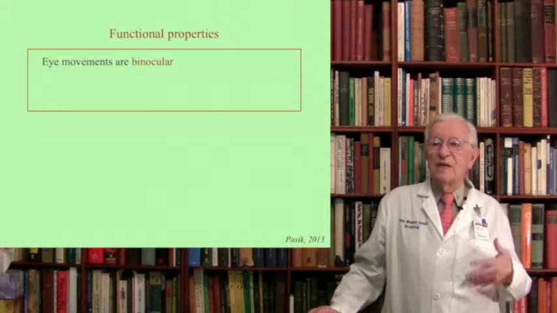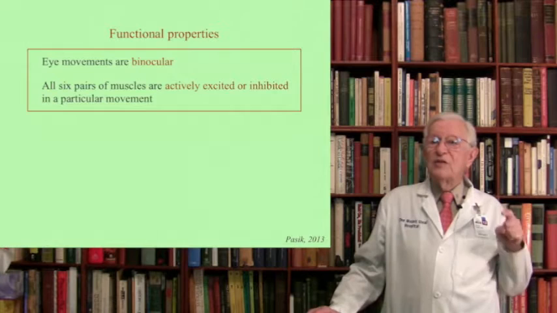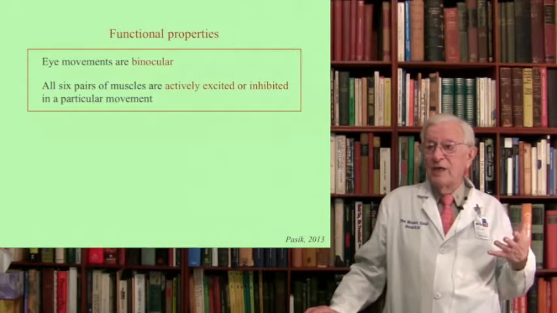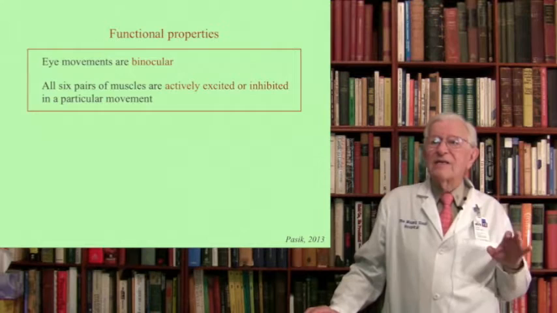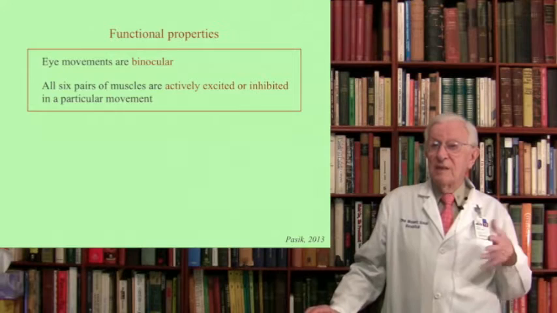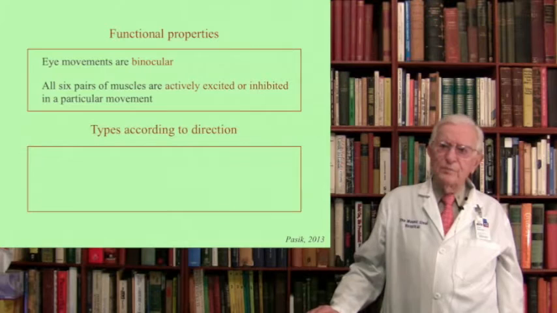Now, the important thing is that all six pairs, now we are talking about essentially 12 eye muscles, considering both eyes at the same time, are either actively excited or actively inhibited in a particular movement. So the nervous system has a lot to do to come up with that result. Now, you can classify the eye movements according to their direction.